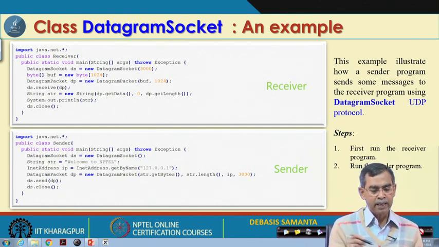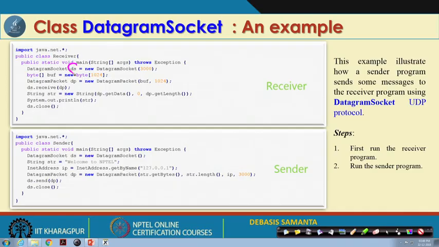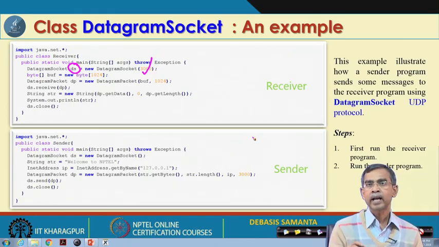So, in this example, as we see, a datagram socket DS object is created, and here we have to mention the port number. This example is basically on the same machine, so how can the documents be shared? The idea is that you can run two socket programs, that means two different threads, and you can simulate that this is one party and this is the other party.